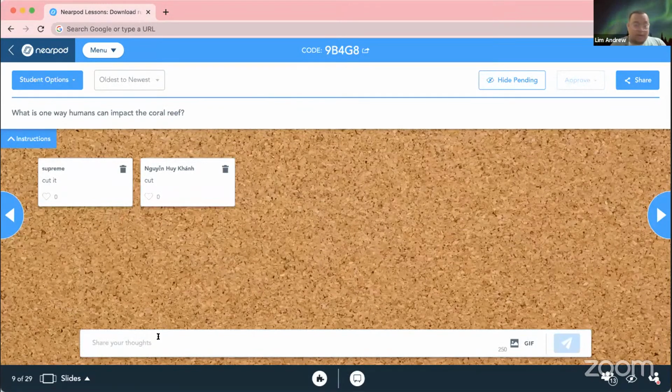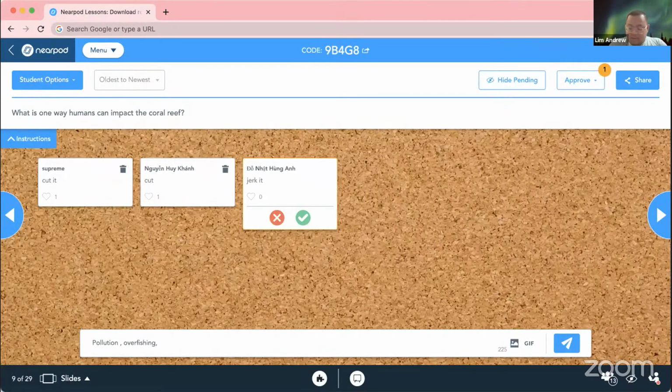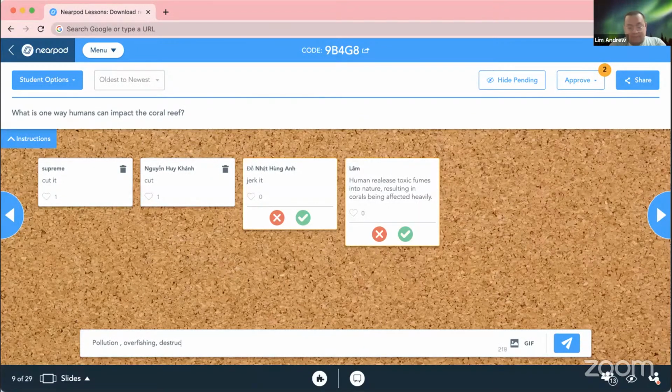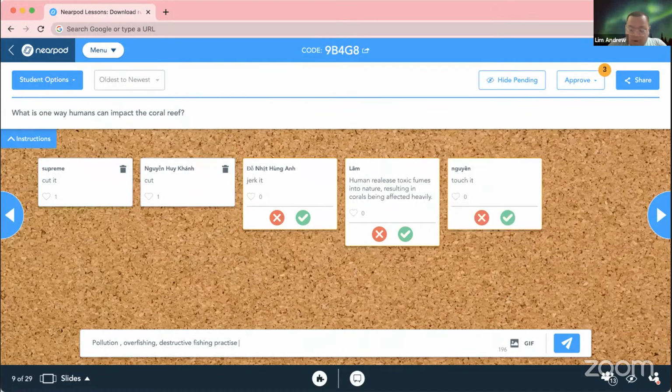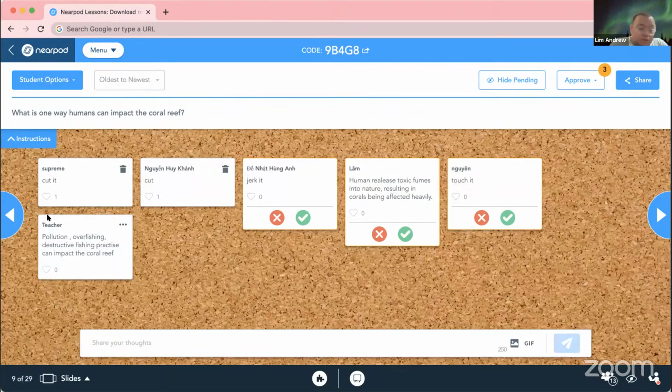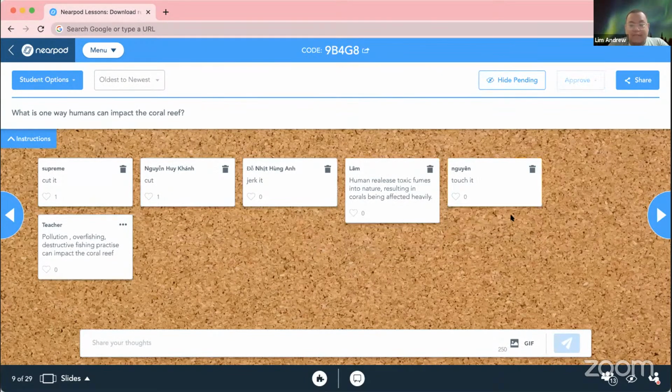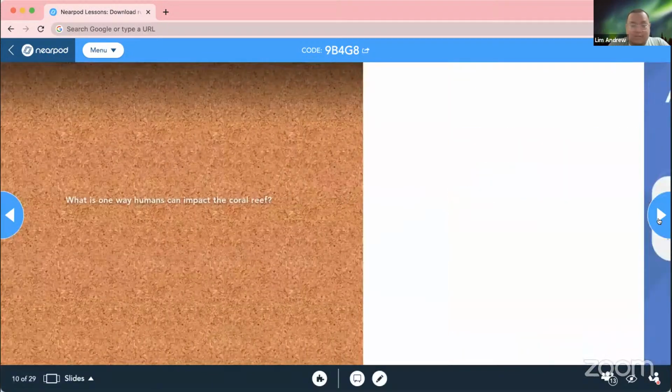Well, actually, the scientific answer is pollution. Pollution, overfishing, or destructive fishing practices. Yes, Lam, well done. These can impact the coral reef. Why do I say so? Pollution, overfishing, and destructive physical damage, all these things can affect them. Well done. Very good. So let's carry on now to the next section.